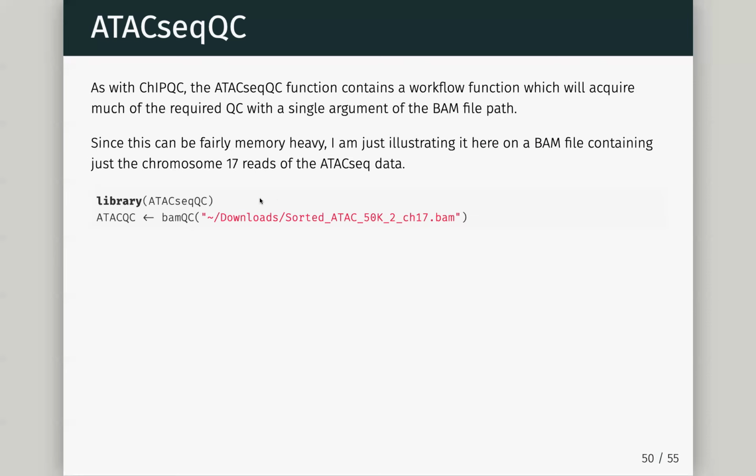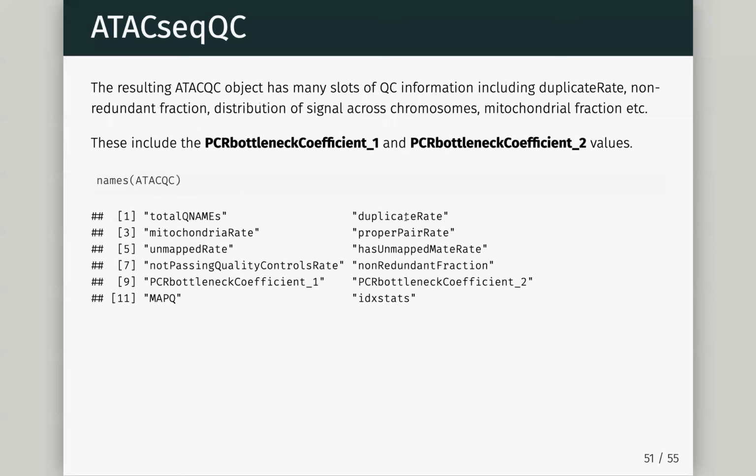So they have this kind of workhorse function, bamQC. You load the library ATACseqQC, and you can just provide the BAM file you want to process to the function bamQC, and it will give you an object containing some useful QC metrics. Like here, I've just filtered down to chromosome 17 to save us some time.